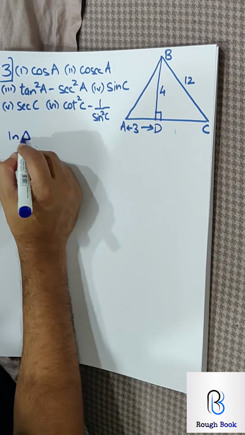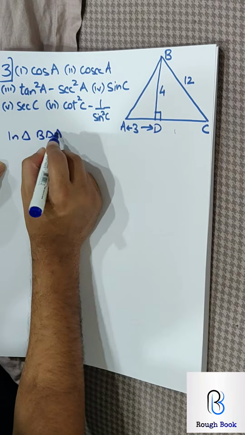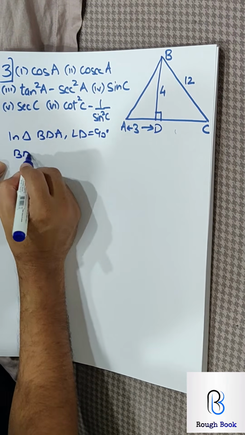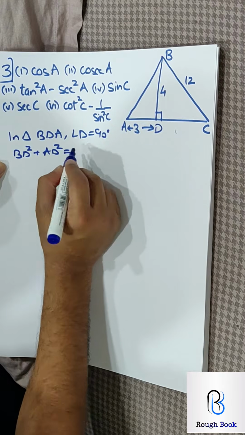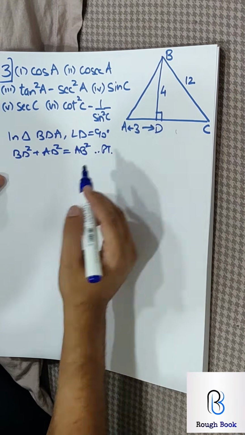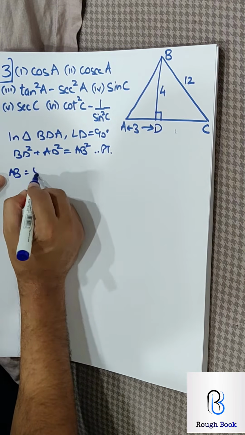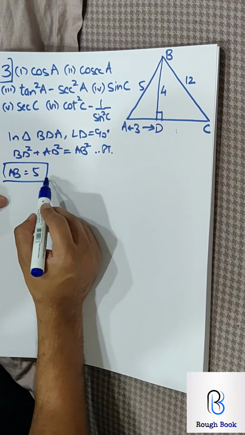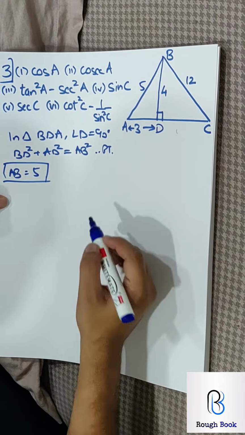Okay, so in triangle BDA, angle D 90 degrees. So BD square plus AD square equals AB square, Pythagoras theorem. Now this is simple 3, 4, so it's going to be 5, so I'm not wasting time, directly. Even you in the exam, if you write 5, no harm. The moment you get the answer, put it over here on the diagram as well.